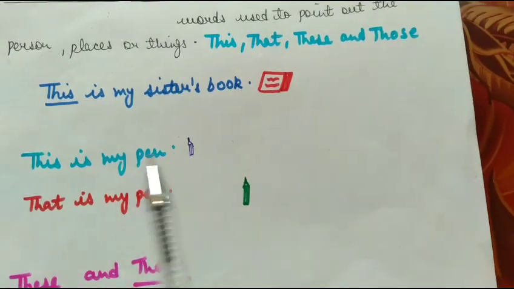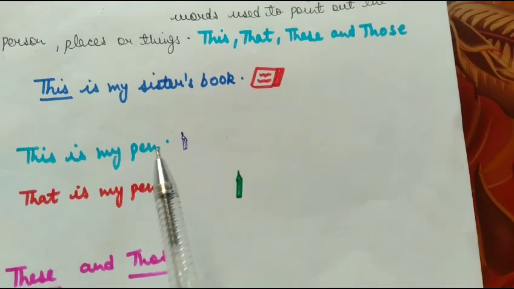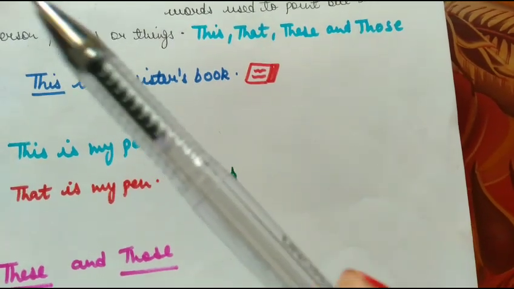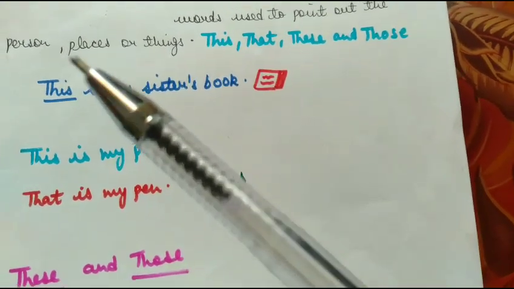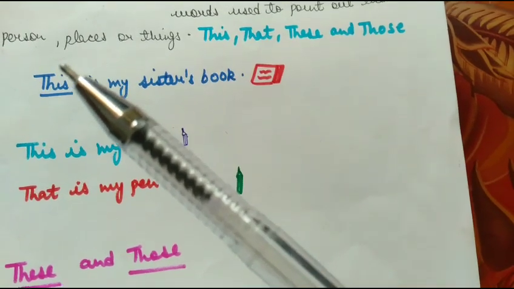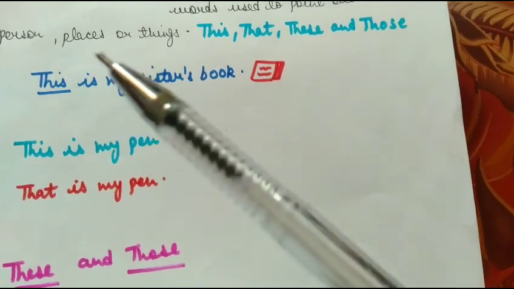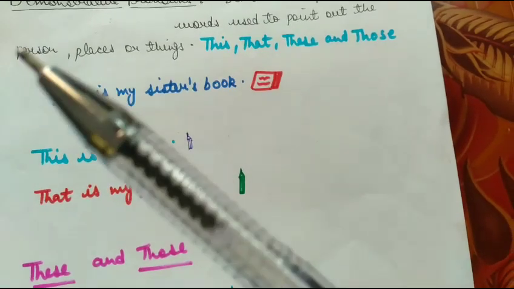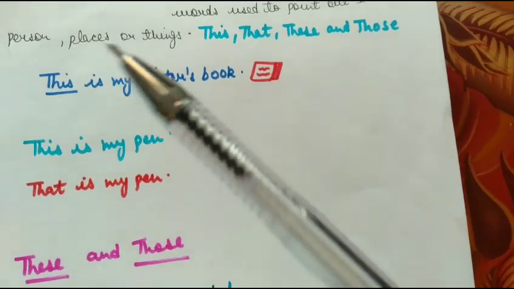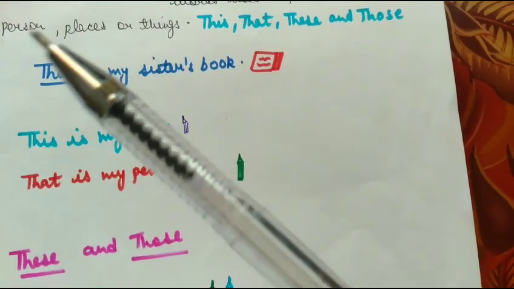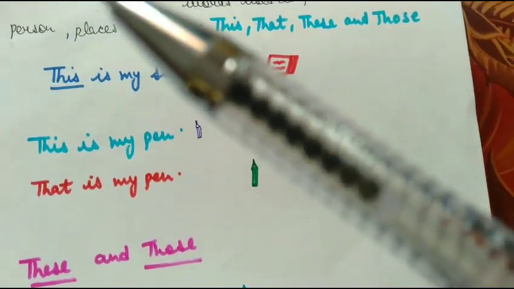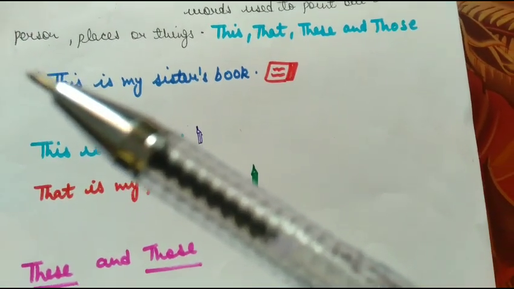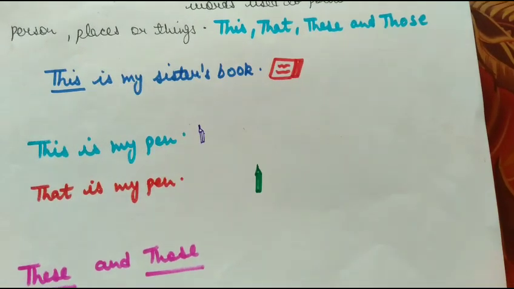Now let's take one more sentence. This is my pen. You all can see in my hand also there is a pen that is singular in number, and the speaker is telling about this pen. This is used for singular number, that is one in number, and indicates something nearby. You all can see that this pen is near to your screen. So, near means when something is close to you.